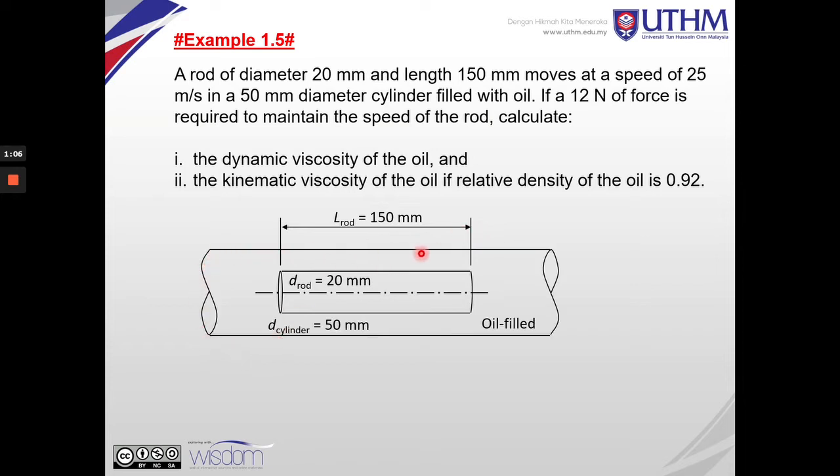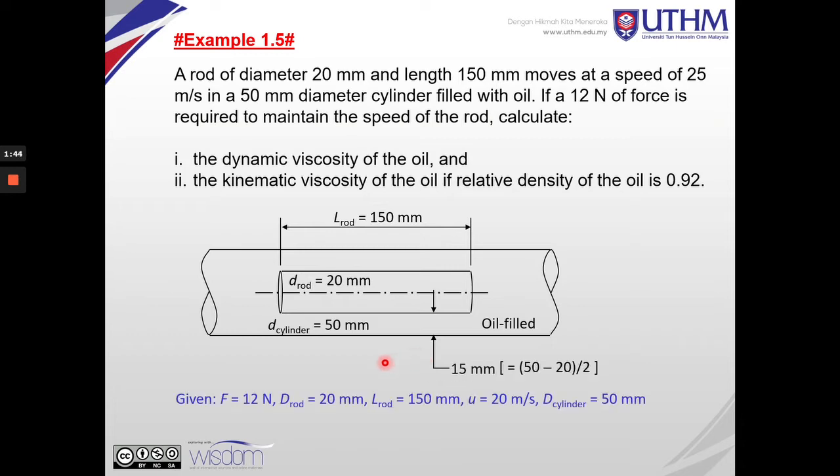This is the rod with diameter 20 mm and the length of the rod 150 mm, and the cylinder here, a cylinder filled with oil. This is the rod, moving at a speed of 25 in a 50 mm diameter cylinder. So this is the cylinder with oil filled. So calculate the dynamic viscosity of the oil and the kinematic viscosity of the oil if the relative density of oil is 0.92.